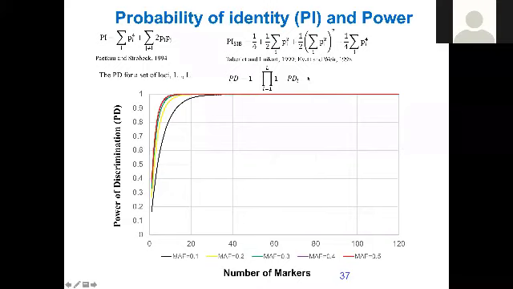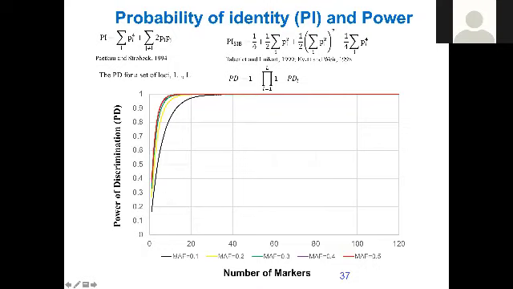So one of the important aspects is the probability of identity. If you have a low number of markers at random, you have a higher probability of getting the same genotyping profile by chance. So we need to see how many markers we need to get the power to discriminate. That's the power of discrimination.